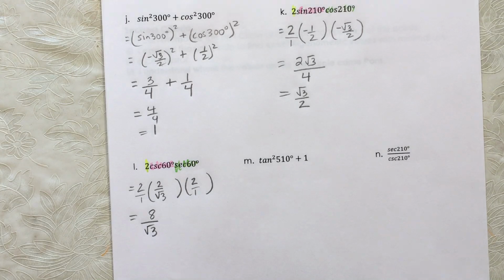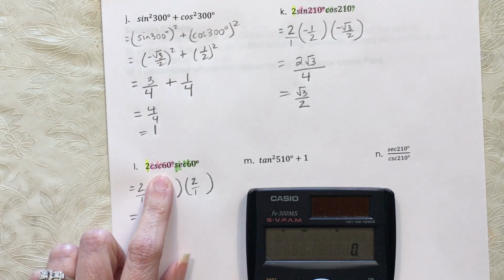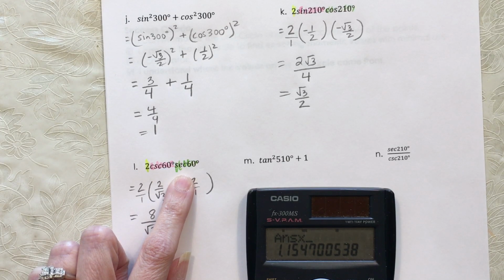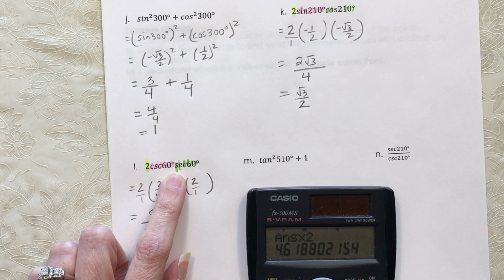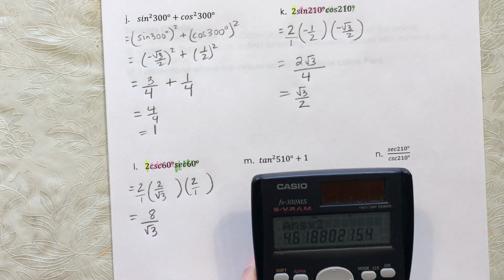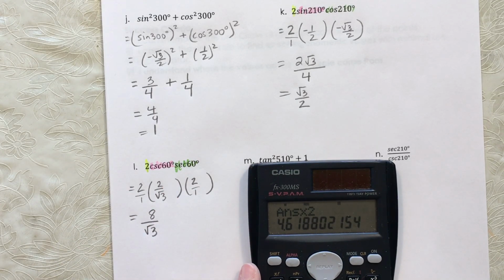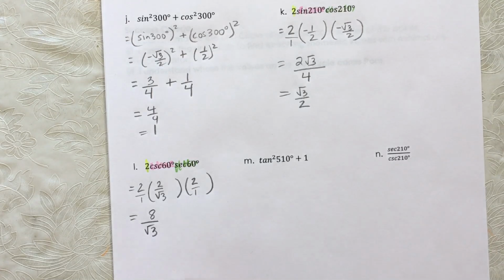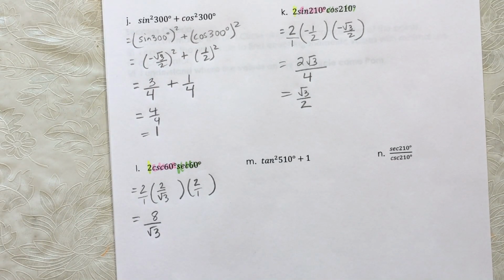If you wanted to try it on your calculator, you would have to do 1 divided by the sine of 60, then press equals. Multiply that by 1 divided by the cosine of 60 equals, and then times 2. So the decimal I got was 4.618, and then 8 divided by the square root of 3, 4.618 as well. The right answer. Next one, tan of 510 degrees, all squared, plus 1.